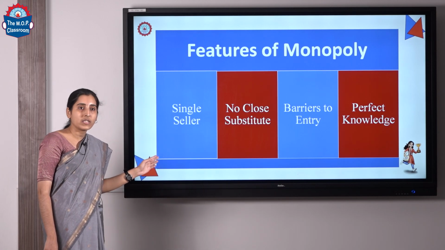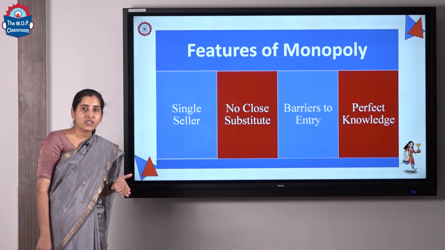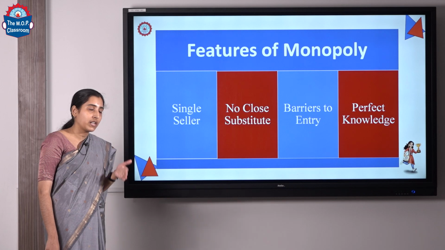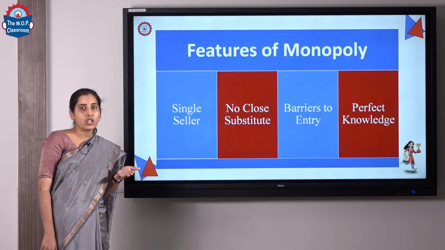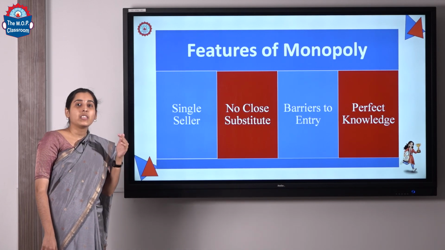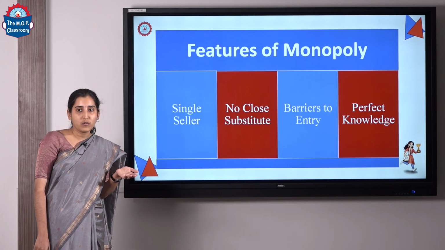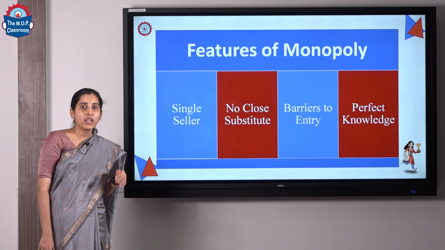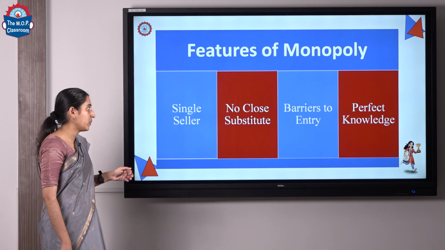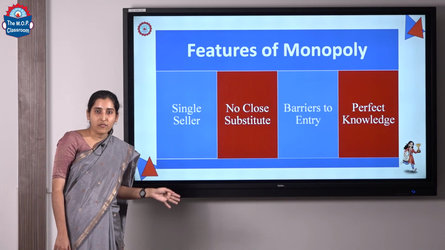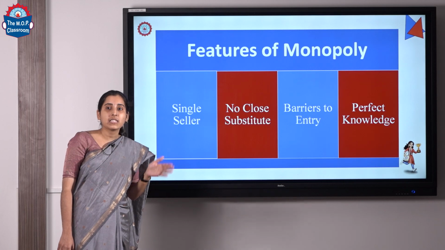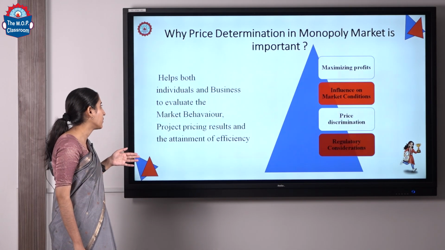Why is there no close substitute? He always restricts everybody from the market situation. So there comes the concept of barriers to entry. The other market persons, or the person who wants to be a natural monopoly, will think a lot before entering the market situation. He always has perfect knowledge of how to do price and output determination in the market situation.